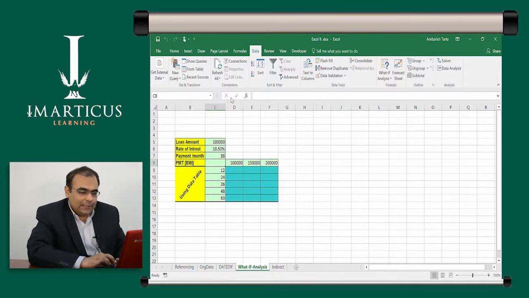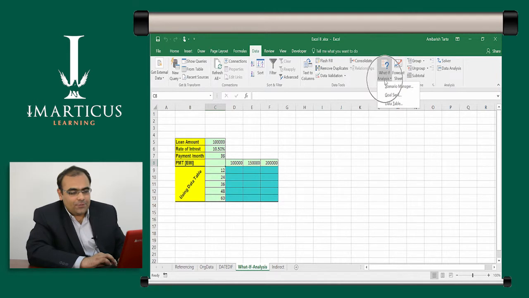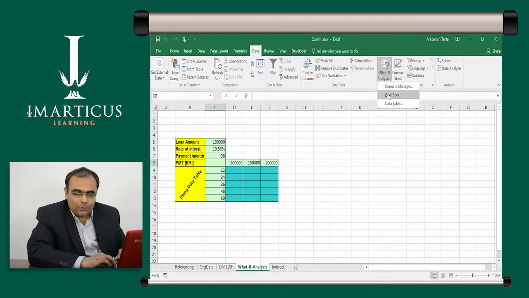So we all know that what-if analysis is available in the Data tab. It's right here, and it has three features. Scenario Manager is the first one, which we will see in a later video. But in this module, we will see goal seek as well as data table, along with a financial function of Microsoft Excel. So I'm on a sheet called what if analysis.